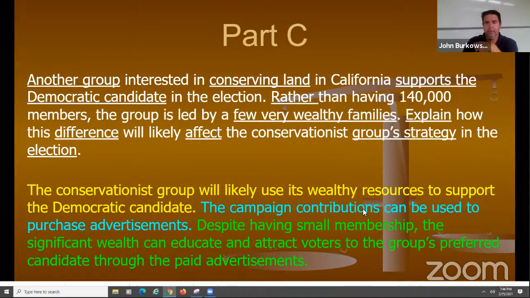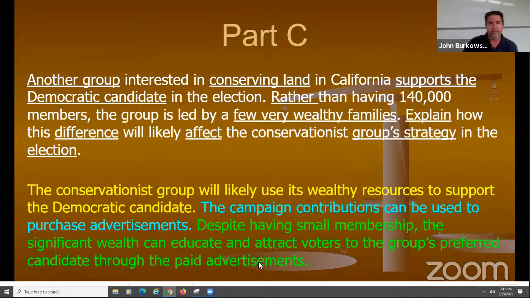And you could go a little bit more into the purchased advertisements to promote the Democratic candidate. You can add that in there if you wanted to, a little bit more description. But here's where you got to close the loop. Here's the juicy part. Remember, that's what's going to get you that point for the explain. Despite having small membership, see how you're comparing? You're doing a little despite, although, however kind of thing. Significant wealth can educate and attract voters to the group's preferred candidate through the paid advertisements.